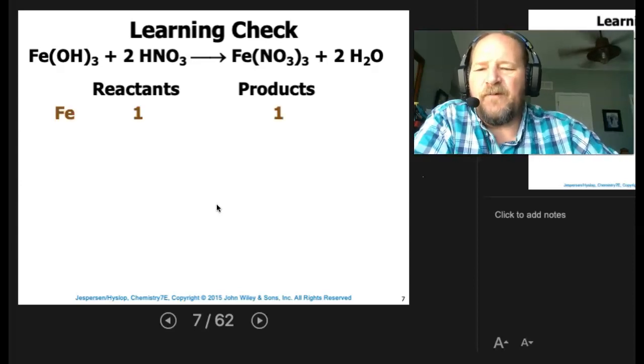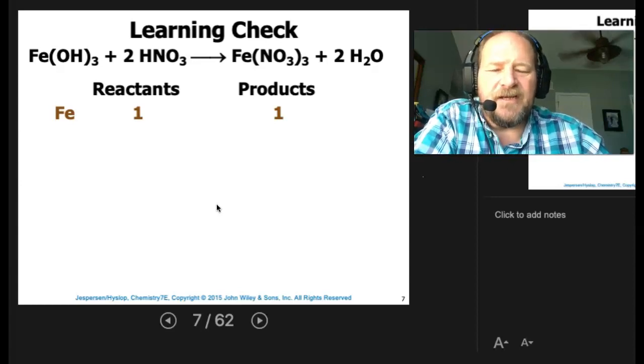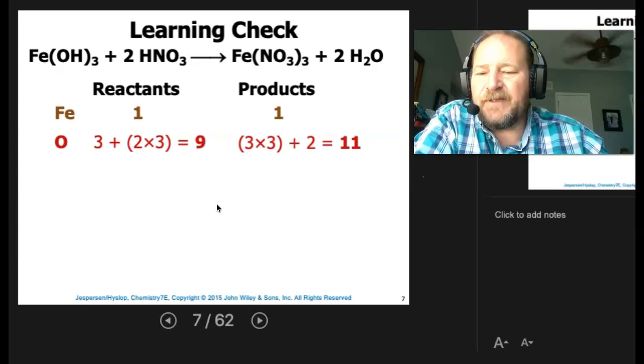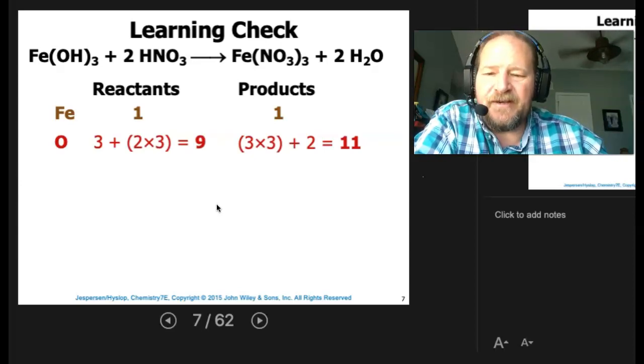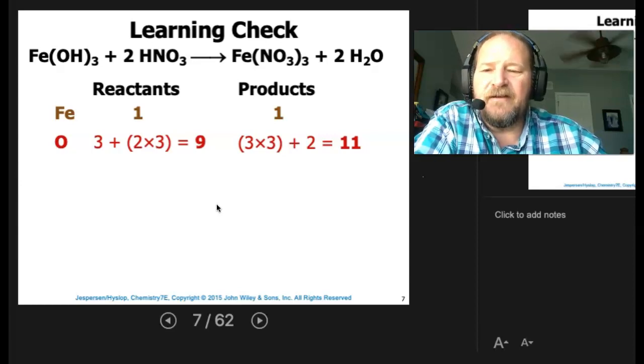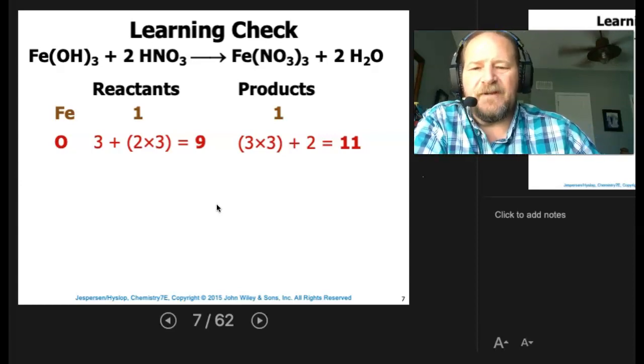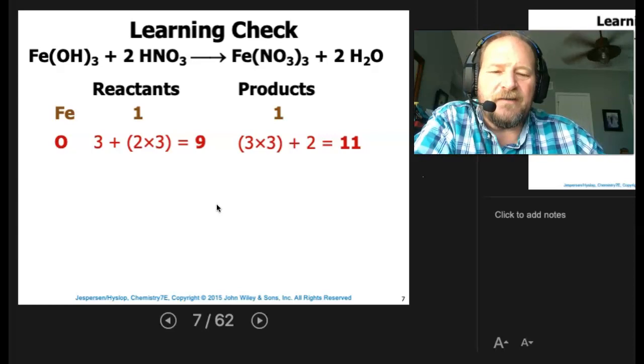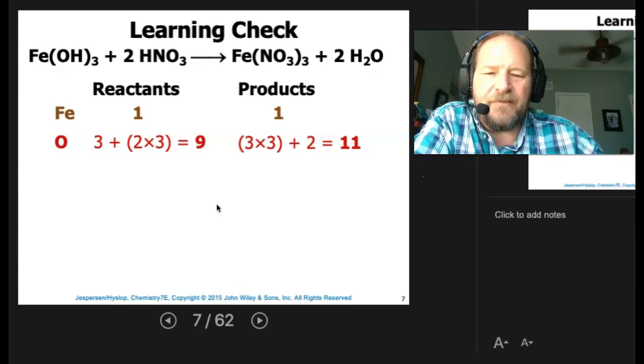On the iron, we have 1 on the reactant side, 1 on the product side. For oxygen, we have 3 coming from the FeOH3 plus 2 times 3, which gives us a total of 9 for the reactant side. On the product side, we have 3 times 3 coming from the nitrate, and then 2 coming from the water for a total of 11. So already we can see there's a discrepancy.